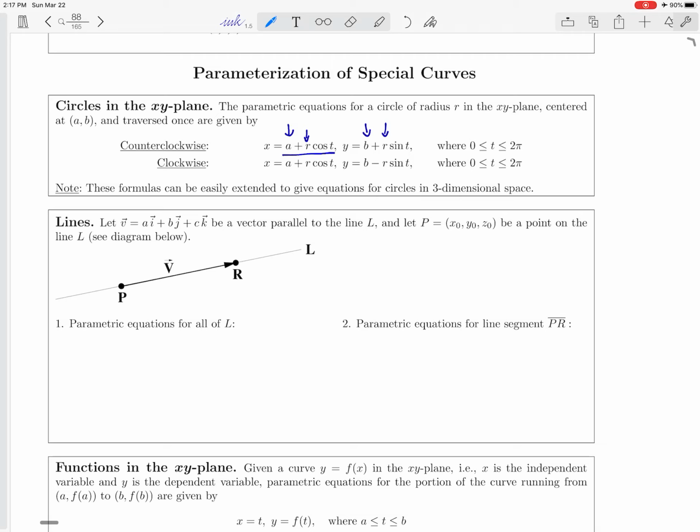So you see where they show up in our equations. And if we want to move counterclockwise around this circle, we are using a plus r cosine t for x and b plus r sine t for y, and we let t go from 0 to 2 pi to go around the circle once. If we wanted to switch directions, all we would have to do is change the sign in front of sine t for y. So to go clockwise, we have x is equal to a plus r cosine t and y is equal to b minus r sine t.